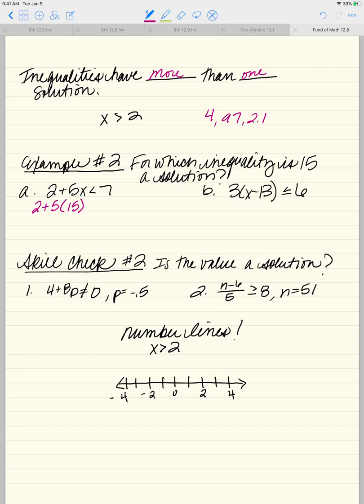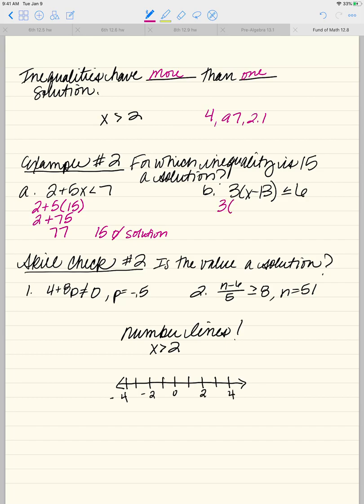2 plus 5 times 15. 5 times 15 is 75. So 2 plus 75 is 77. Now, is 77 less than 7? No, it is not. So 15 is not a solution for this inequality. It does not make this inequality true. Now, let's check with B. Substitute 15 in for x.